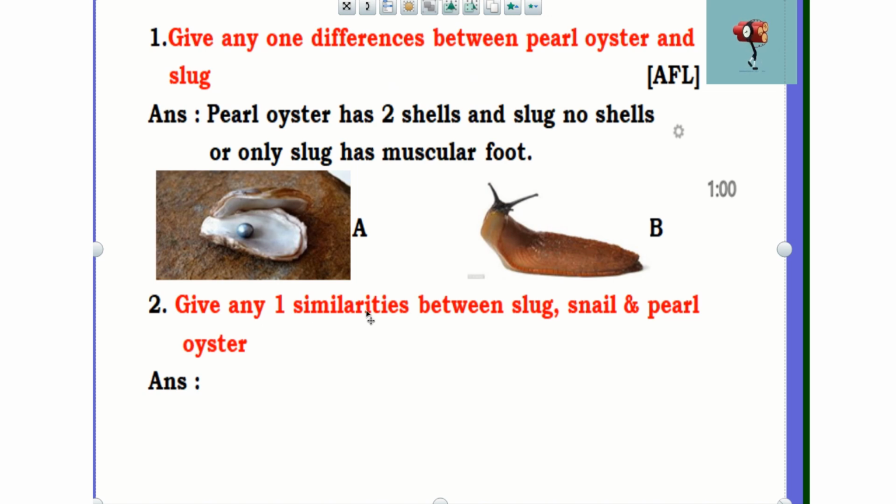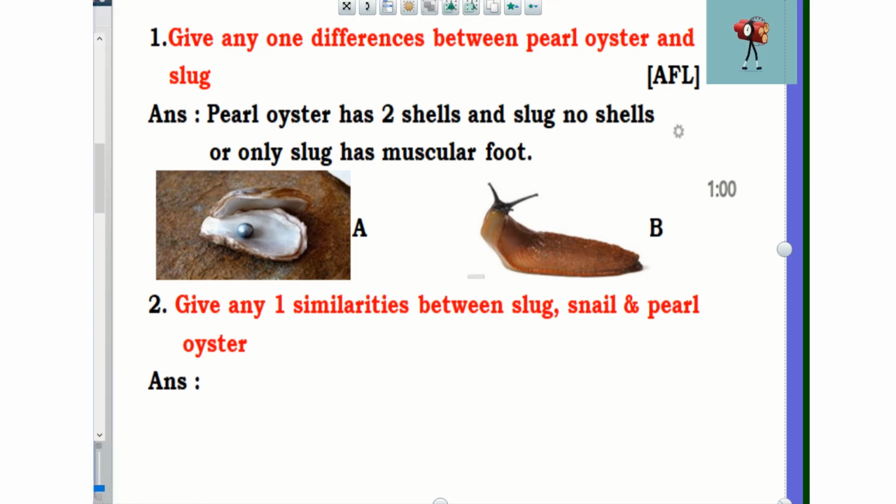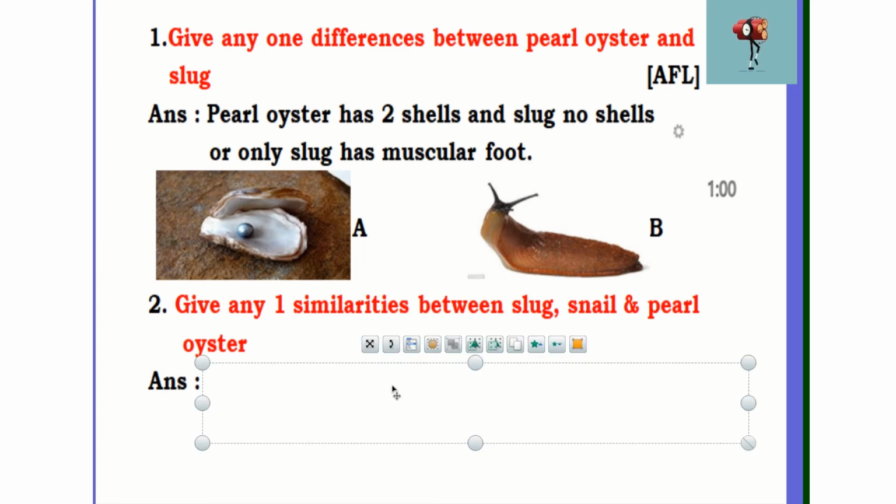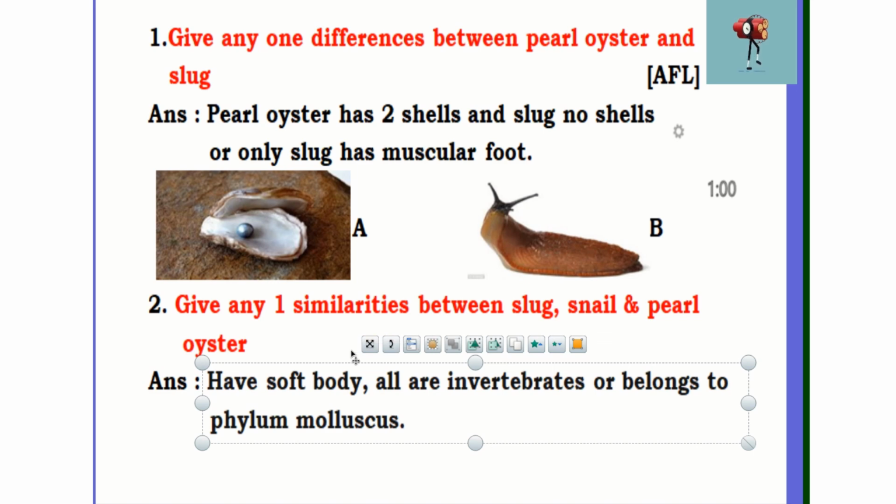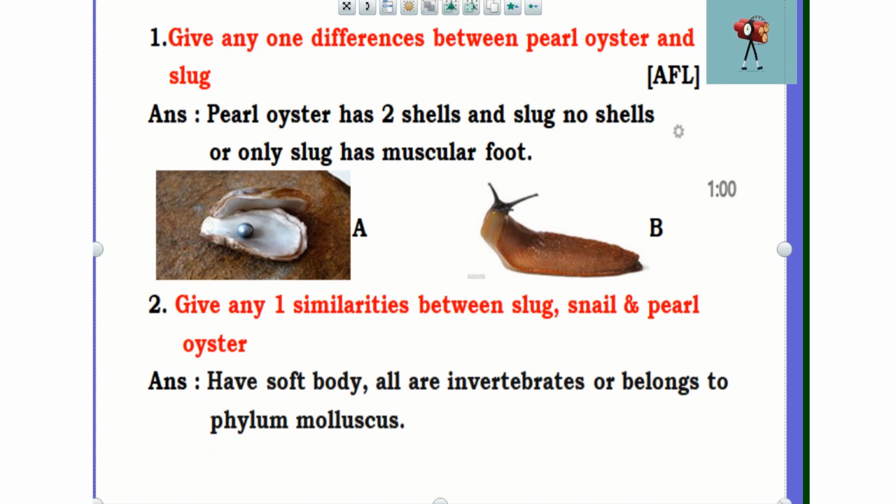Give any one similarity between slug, snail, and pearl oyster. Similarity means which is the same, right? All of these three animals have soft body, all are invertebrates and belong to the phylum mollusk. Whoever thought of a correct answer, you're doing great. Let's continue with our lesson.